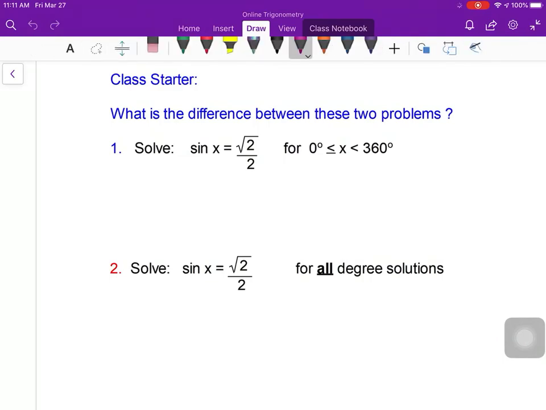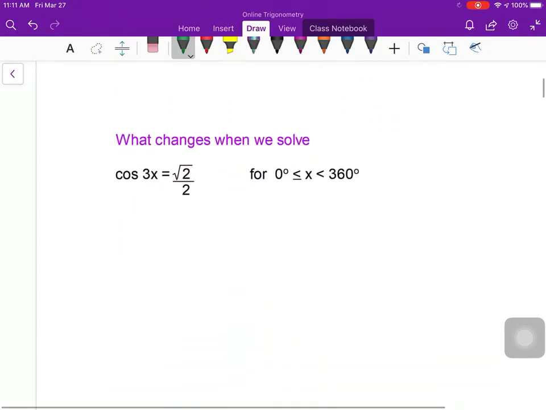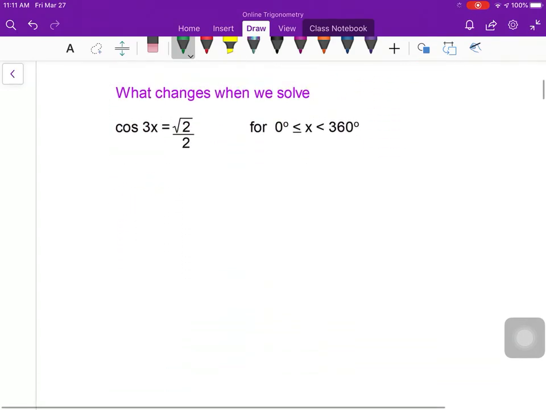Now, if you look at these two problems, 1 and 2, it says, what's the difference between the two? Well, the difference here is actually that this top one has restrictions. It's in degrees, but it's restricted to 1 rotation. Whereas the bottom one has no restrictions. It says all degree solutions. So that's the one where you'll have multiples of 360 added to each answer. Okay? Let's take a look at some of each type of problem that you'll be tested on.